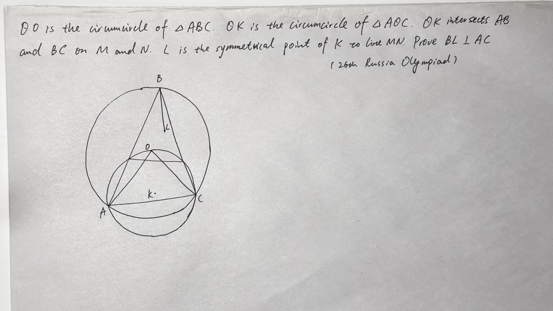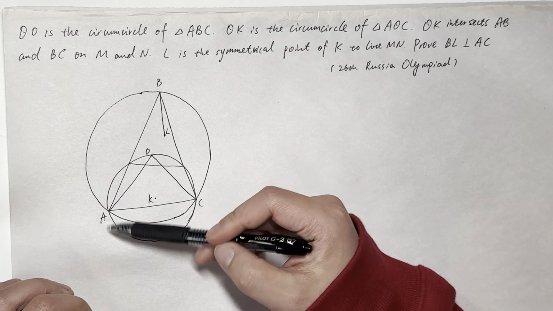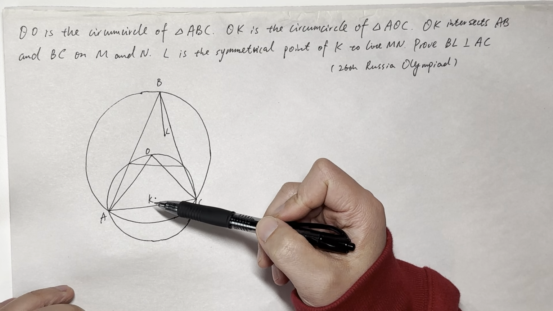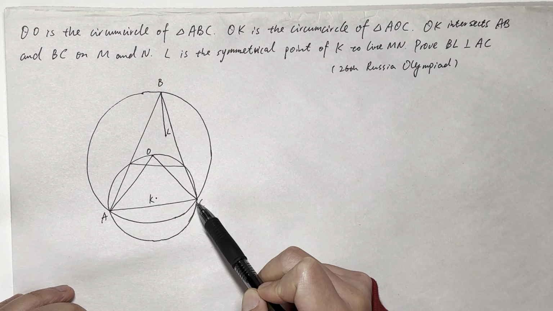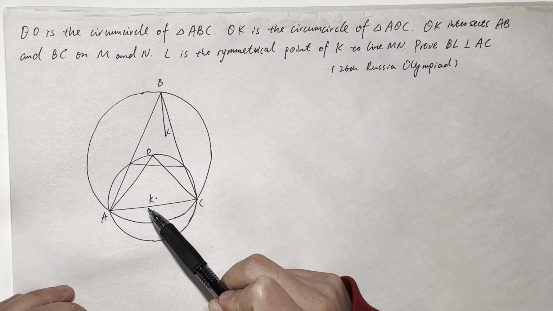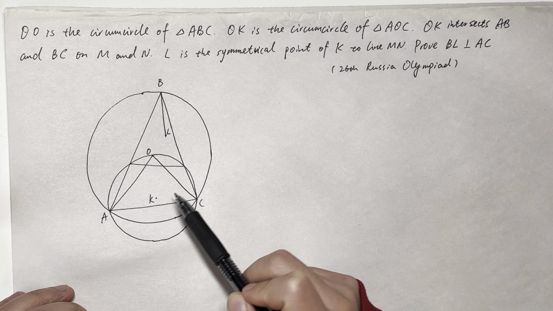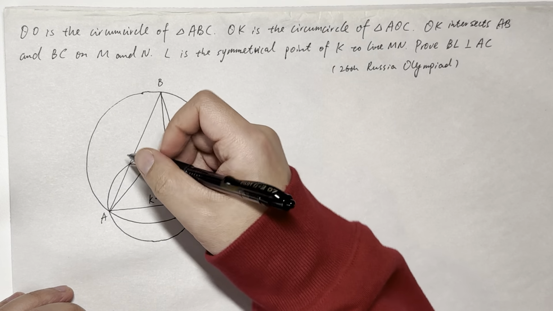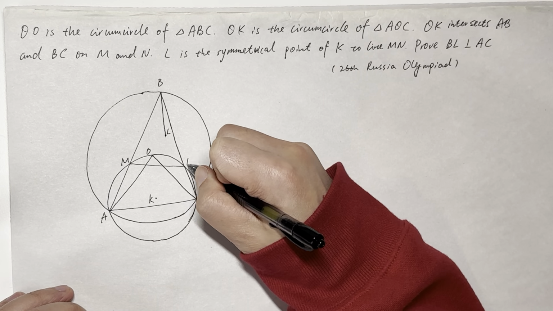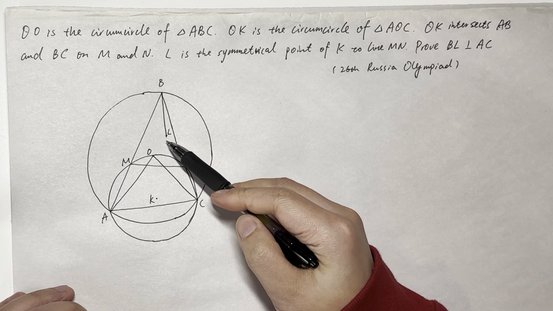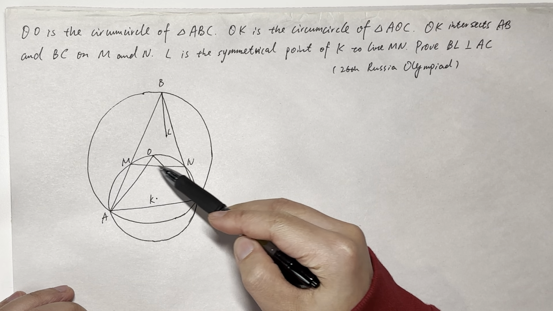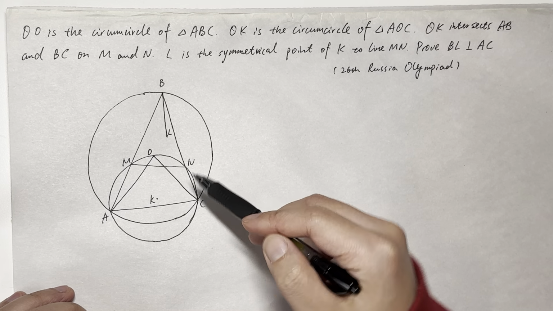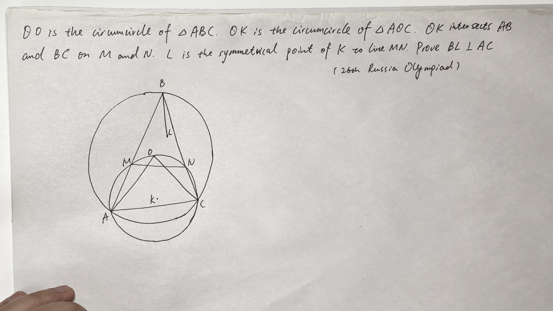Here is a problem. Circle O is a circumcircle of triangle ABC. Circle K is a circumcircle of triangle AOC. Circle K intersects AB and BC at M and N. L is the symmetrical point of K with respect to line MN. Prove that BL is perpendicular to AC.